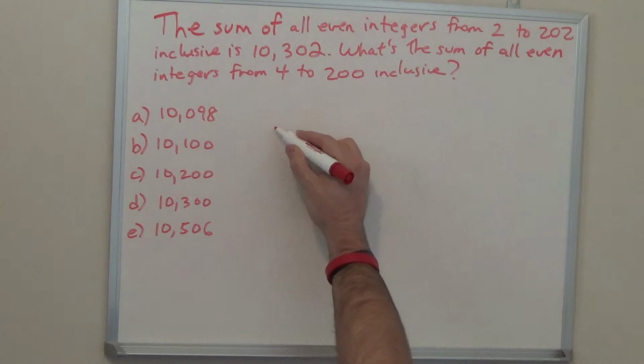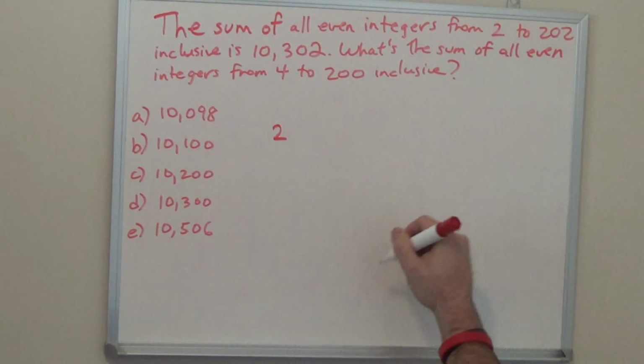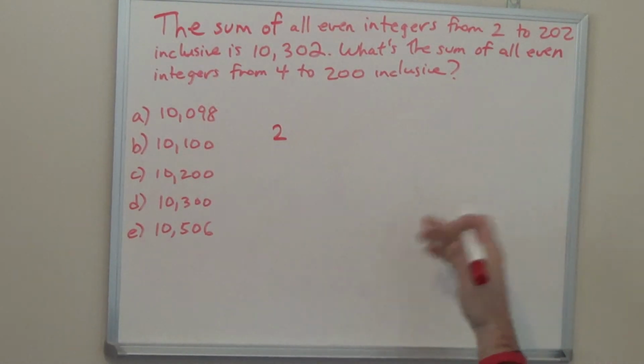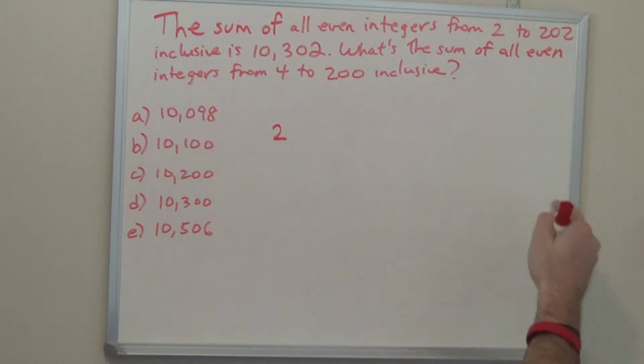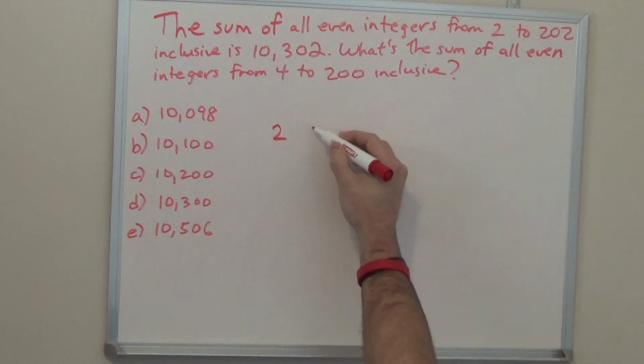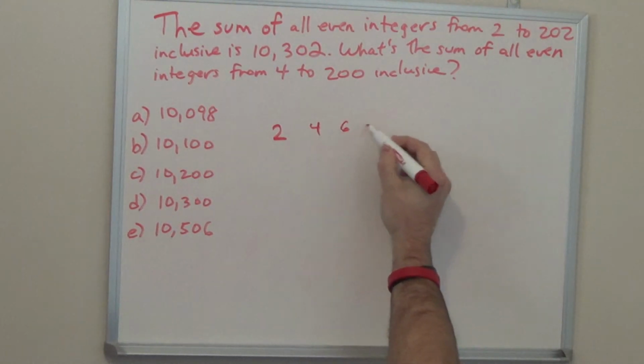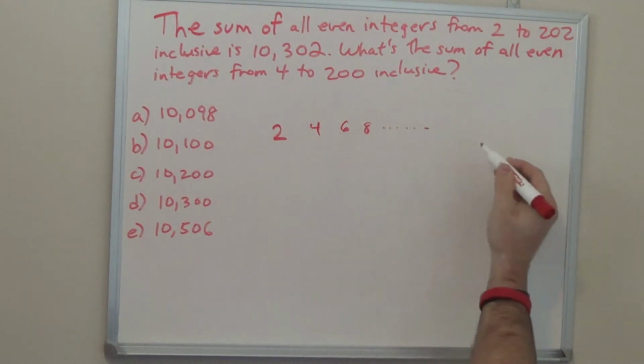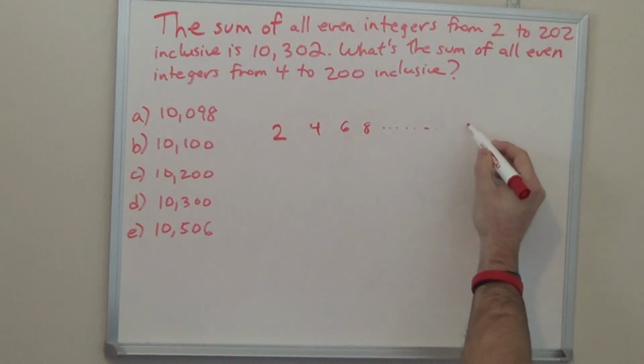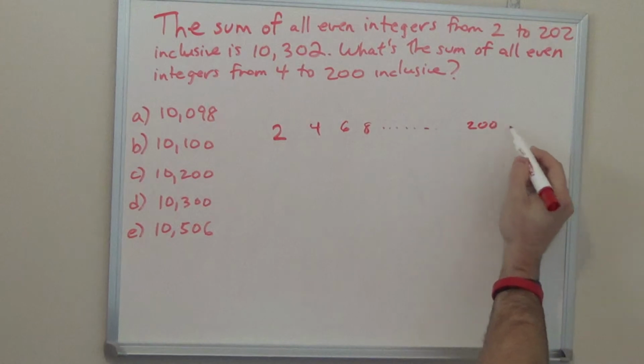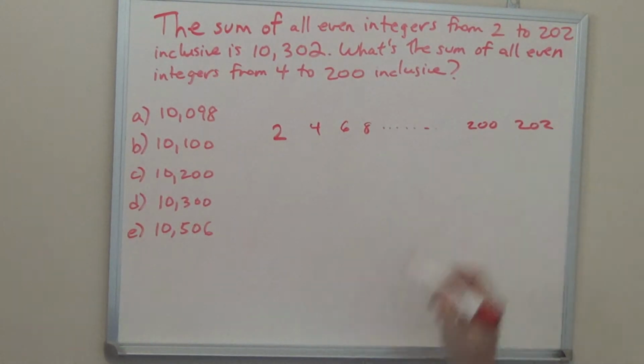So let's see. 2, I'm going to take the first one. From 2 to 202, inclusive just means including, so it's including 2 all the way up to 202. Right, so it's going to go 2, 4, 6, 8, all the way, what do we got? 200, 202. Right, so that's the first list. Now let's look at the second list.